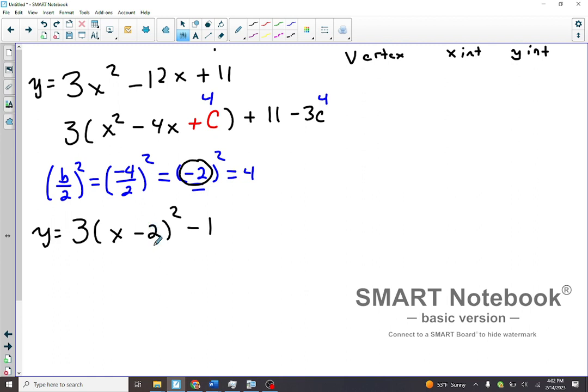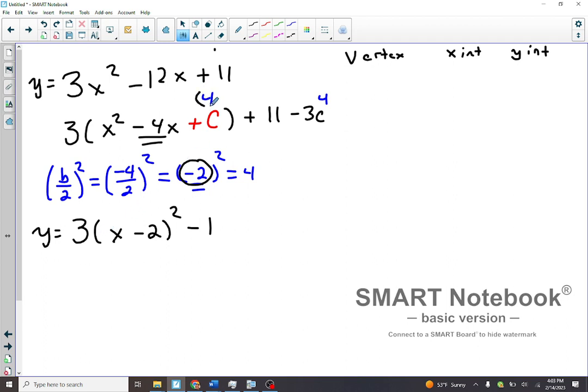Is it always a positive C inside the parentheses and then negative C on the outside? Yes. How'd you get negative 2 minus 2 squared? Negative 4 divided by 2 is negative 2. Yeah, but the C is 4. It's the B value, which in this case is negative 4. Okay. So how did you get 3 times x minus 2 squared? It should be, oh, 4.